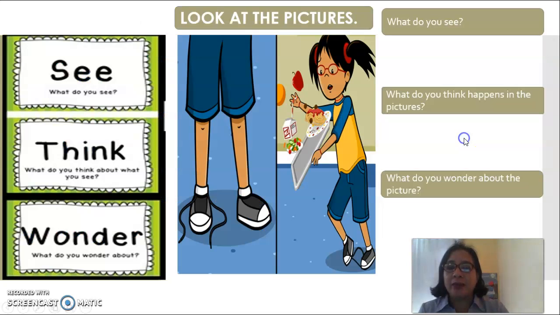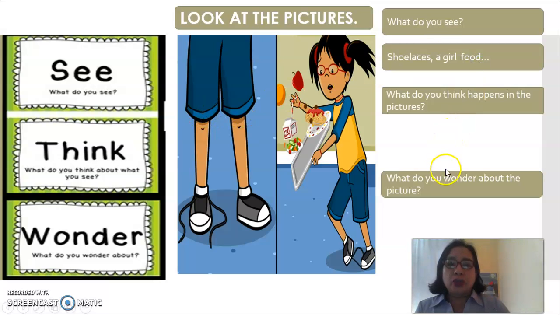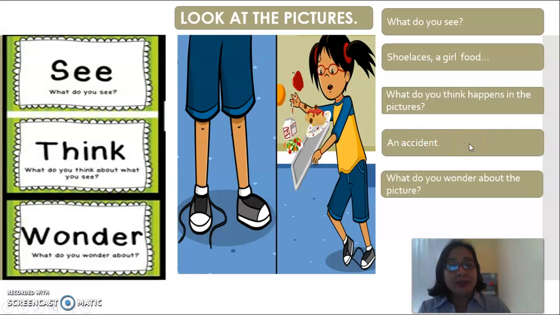Okay, let's begin. Look at the pictures. This is a routine of see, think, and wonder. What do you see? Yes, shoelaces and a girl and food. What do you think happens in the pictures? What do you think happens in the picture, especially in this picture? Yes, an accident. The food is falling. The girl steps on her shoelace.